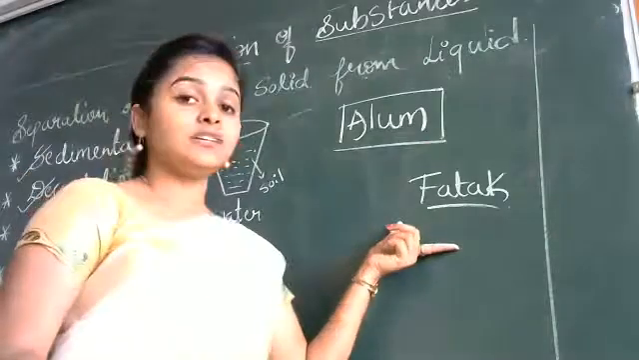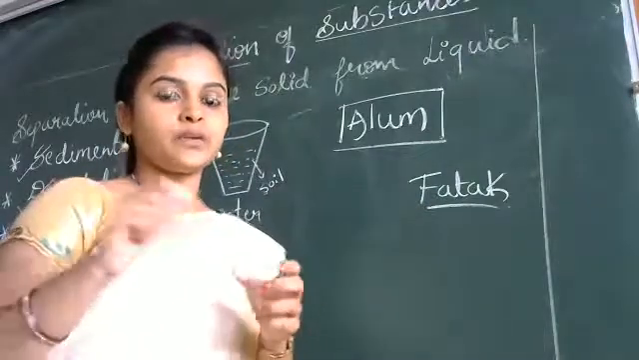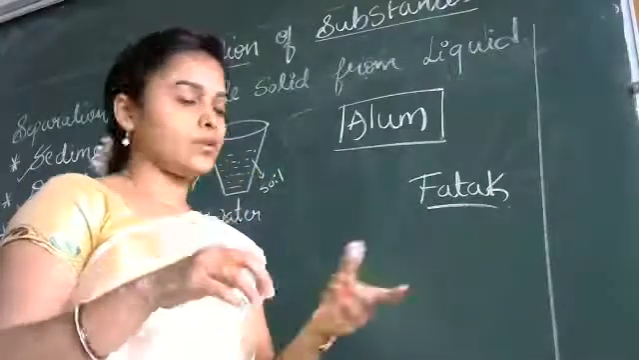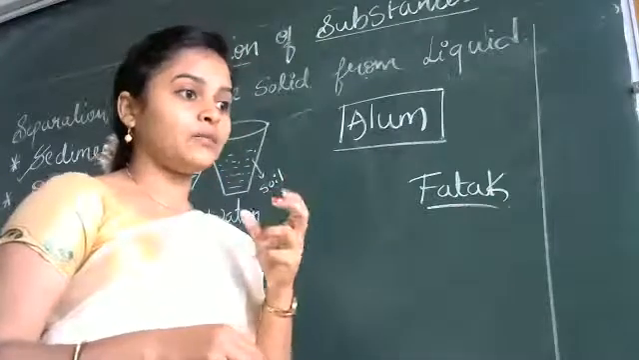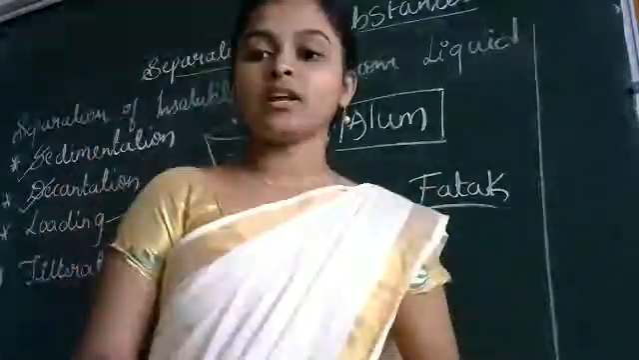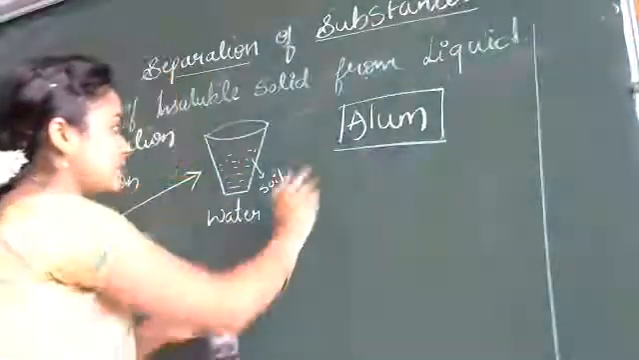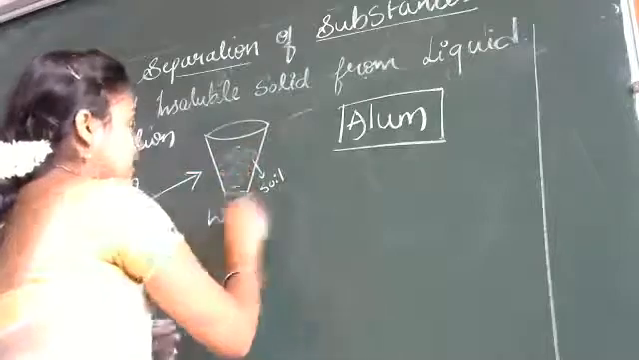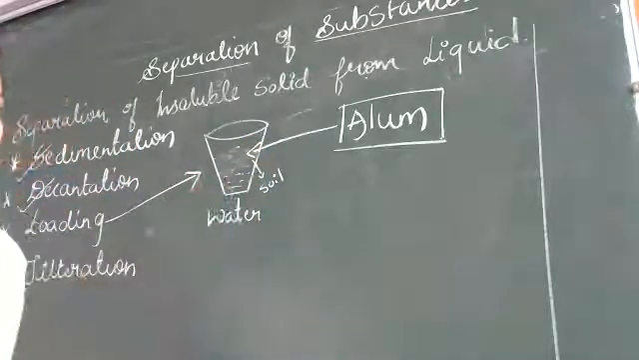Have you heard this name fatak, which is used for making potato chips? Potato chips are made in round shape and poured into water, and in that water fatak is mixed. Have you ever seen that? It is a white-colored big stone. So that is called alum. The scientific name of that fatak is alum. Okay. Now we take this alum and mix it with this water. We are adding this alum into this water.